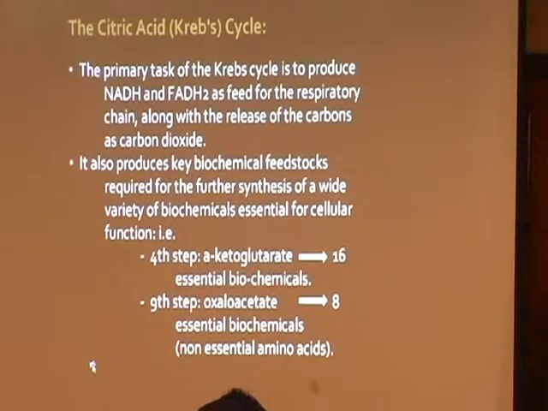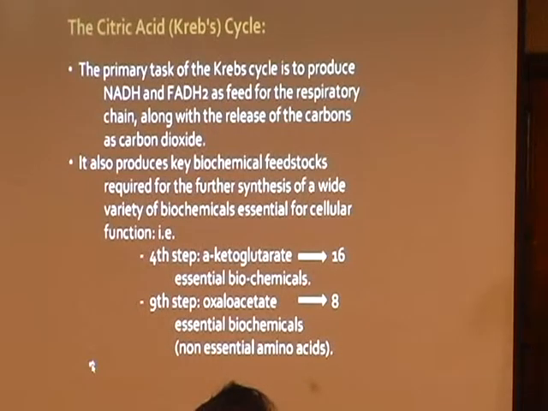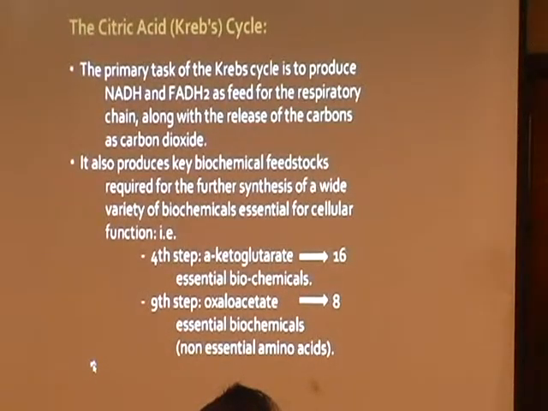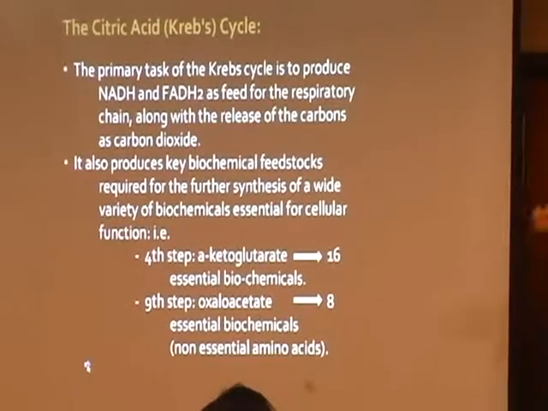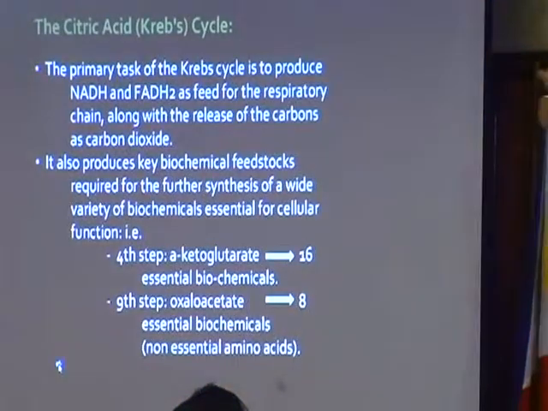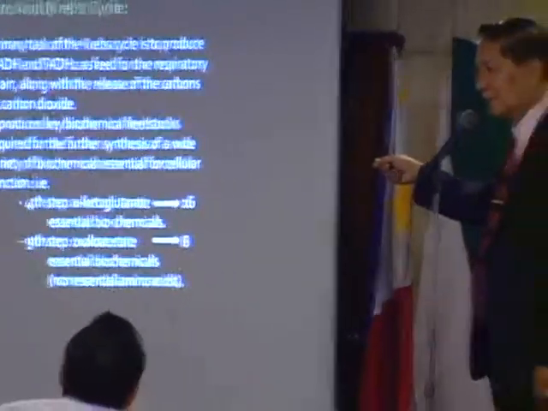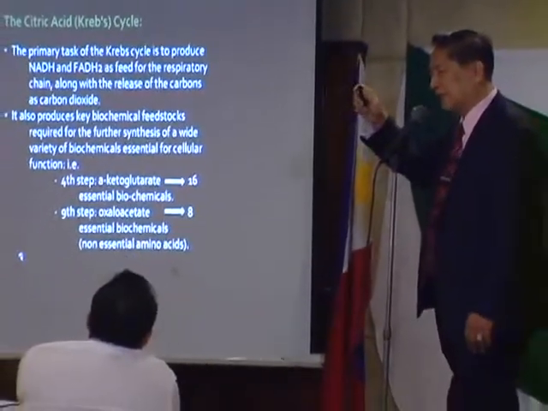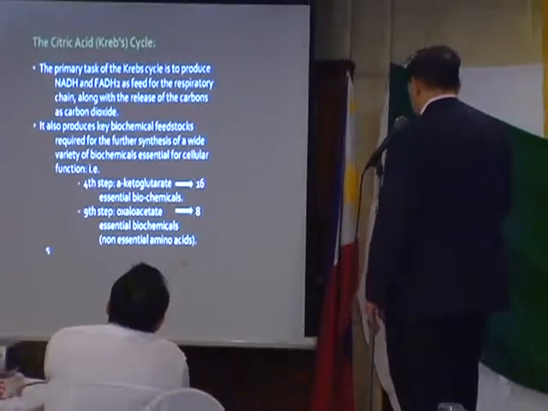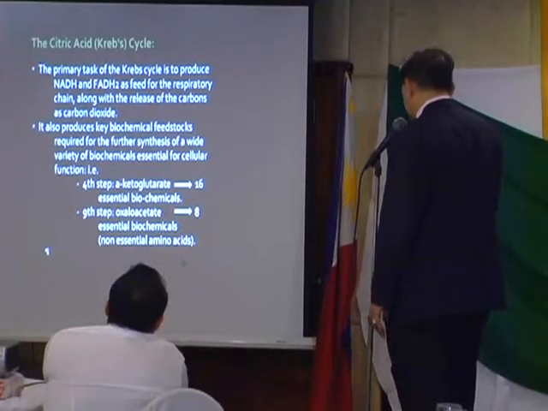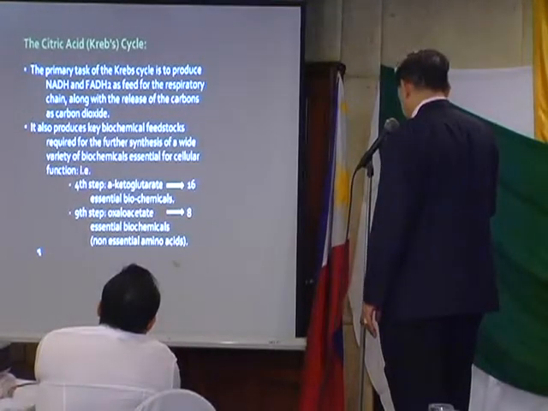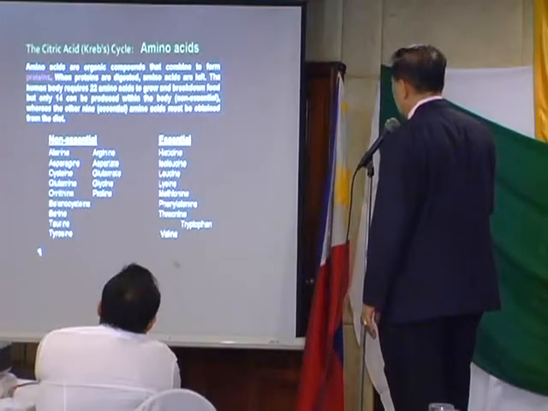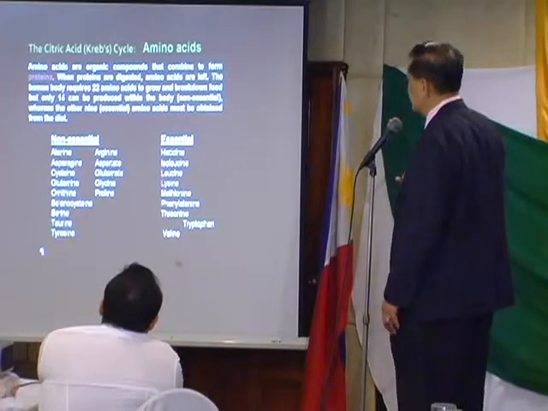non-essential amino acids. That means if the Krebs cycle operates, everything that you need to produce in the body, enzymes, hormones, antibodies, stem cell enhancers will be produced. You need all the proteins, all the amino acids. So look at this. Fourth step, 16 essential biochemicals, and ninth step, 8 essential biochemicals. Look at this. Amino acids.